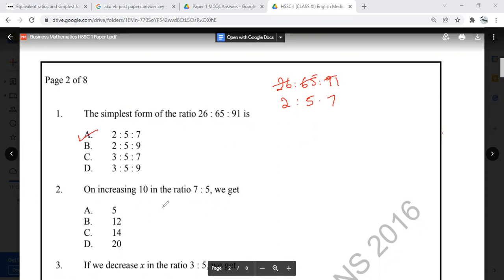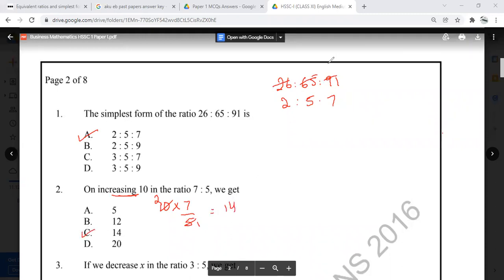Now, increasing 10 in the ratio 7 is to 5. Again, you need to calculate an increase. You have 10, which is the value, and you want to increase it. So the bigger number 7 will come in the numerator, and the smaller number 5 will go in the denominator. So 5 1s are 5, 5 2s are 10, and 14 is the answer over here.